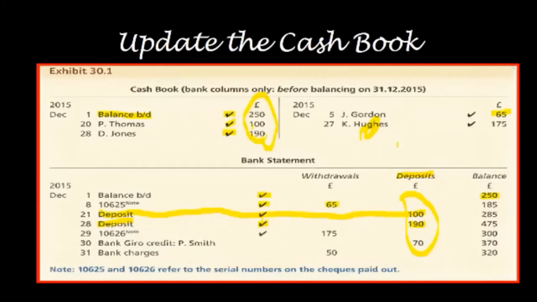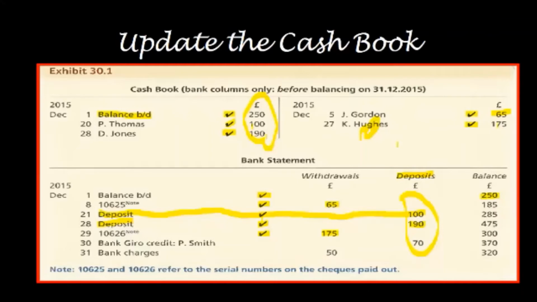Okay, notice that the note underneath here tells the serial numbers of the checks paid out, right? So we tick off that and we check 175. We see it here, and so we tick off this and we tick off that. There are no more items in our cash book to tick.